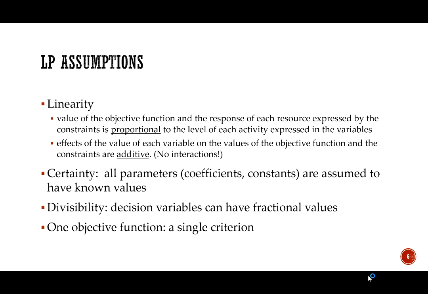The second assumption is certainty. It means that all parameters, including coefficients and constants, are assumed to have known values. The cost for producing one item is $10 or $20. We know this value and it remains the same. Divisibility. Decision variables can have fractional values. So they can take on 2.2 or 2.3, for instance. And the last assumption is one objective function. So we deal with a single criterion problem in order to rank our solution.